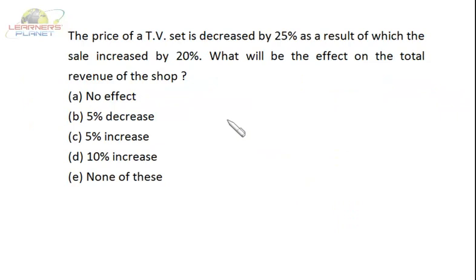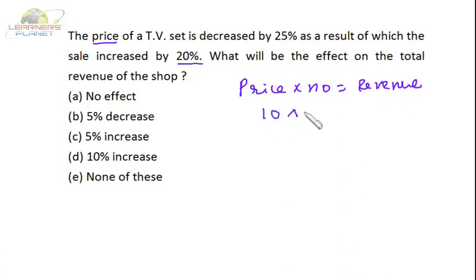Now, in this case, the price of a TV set is decreased by 25%, as a result of which the sales increased by 20%. What is the net effect on revenue? Similarly, there are two variables, price and number of units. So price into number of units is equal to revenue. Let both of them be 10. So 10 into 10, the initial revenue is 100.